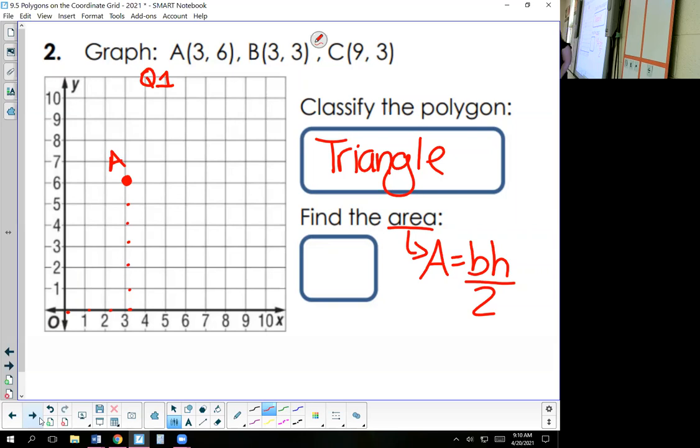And that's A. Next one, forward 3, up 3. That's B. And forward 9, up 3. That's C. And then all you do is just connect them to make what we already said it would be.